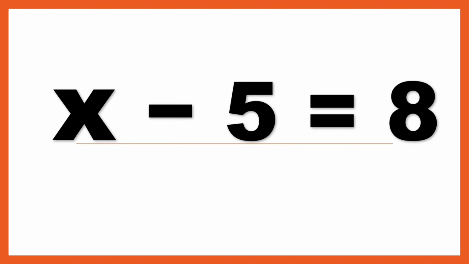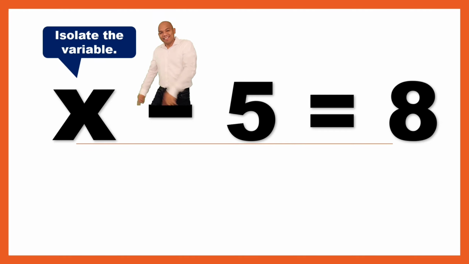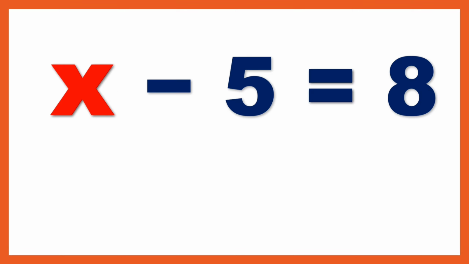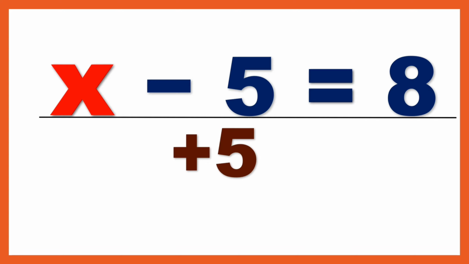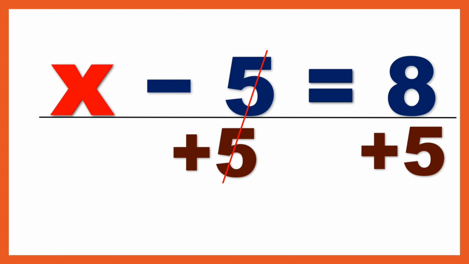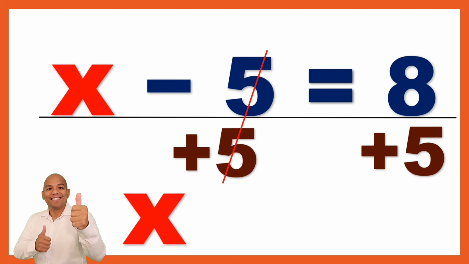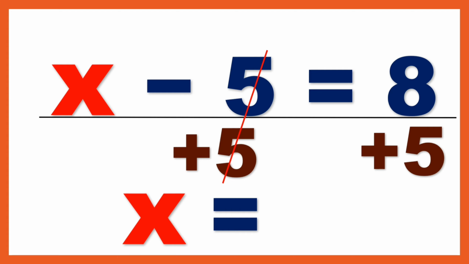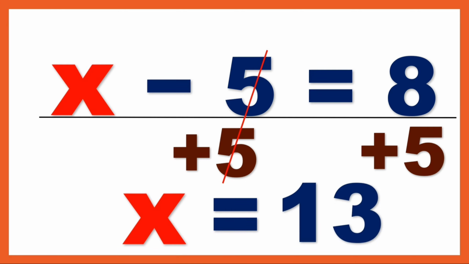Let's try this one. X minus 5 equals 8. First, we need to isolate the variable x. How are we going to isolate the variable x? By adding 5. To isolate x, we must add 5. When we add 5 to the left side, we also must add 5 on the other side. That cancels 5, and that makes x isolated. X is isolated. Just bring down the equal sign and add 8 plus 5, which is 13.